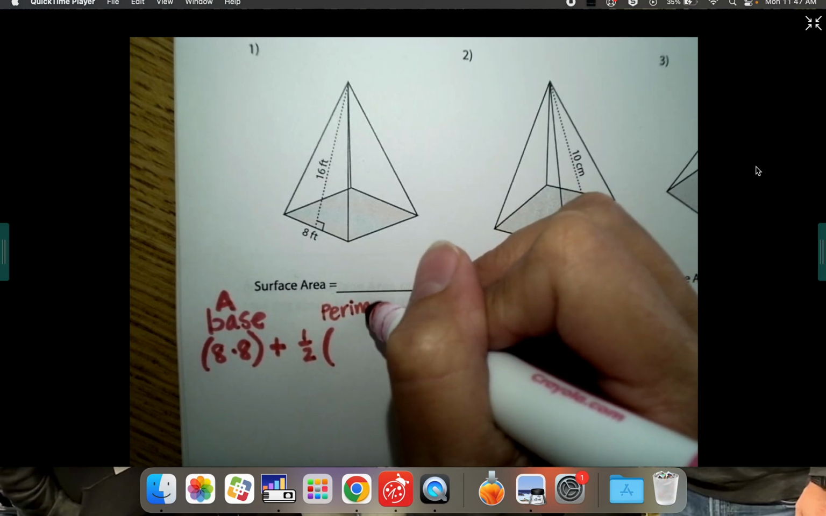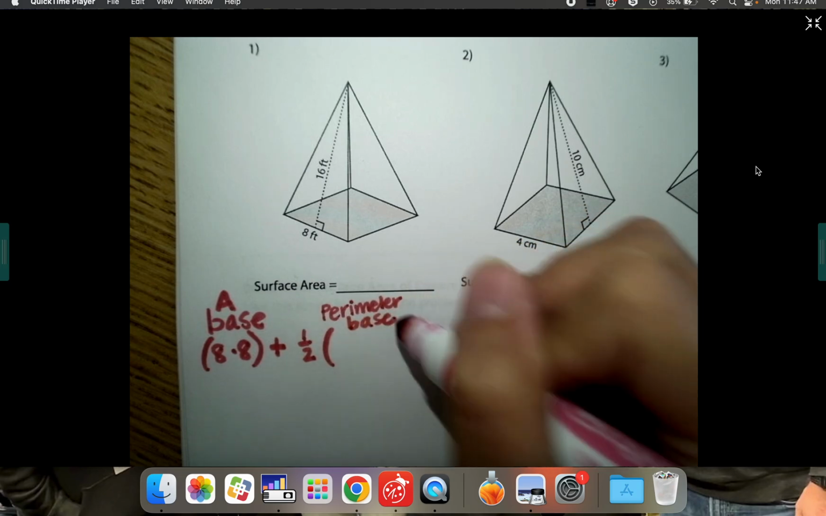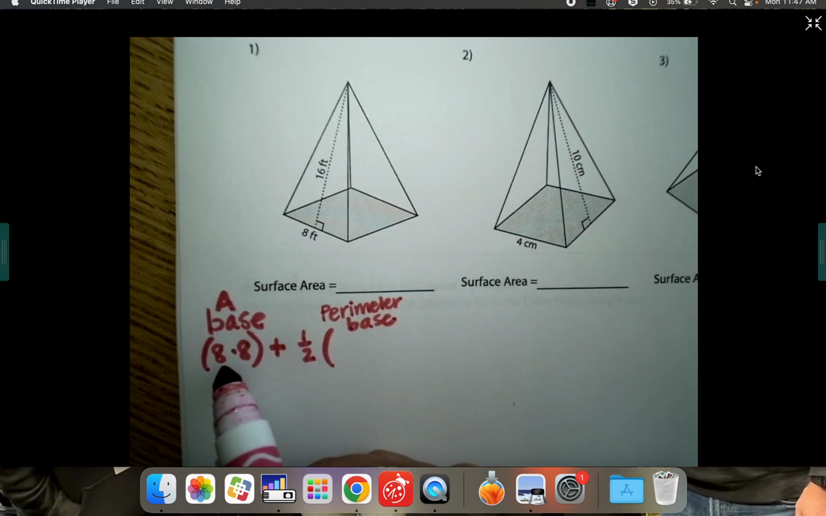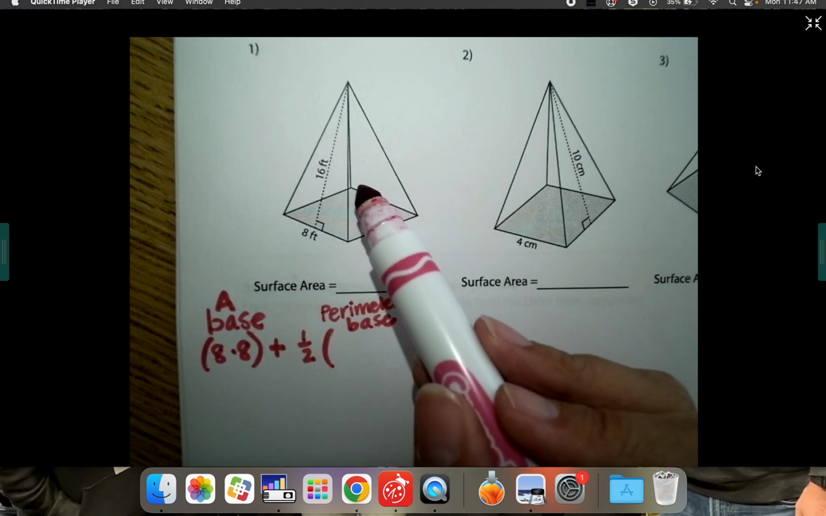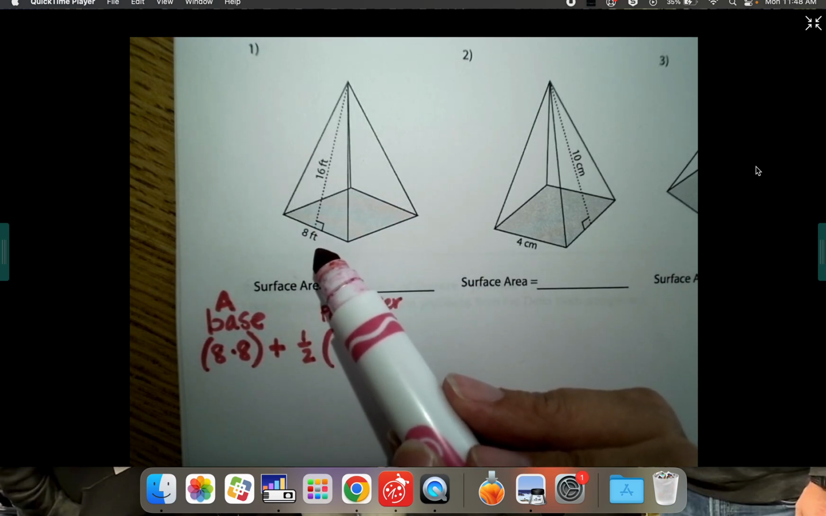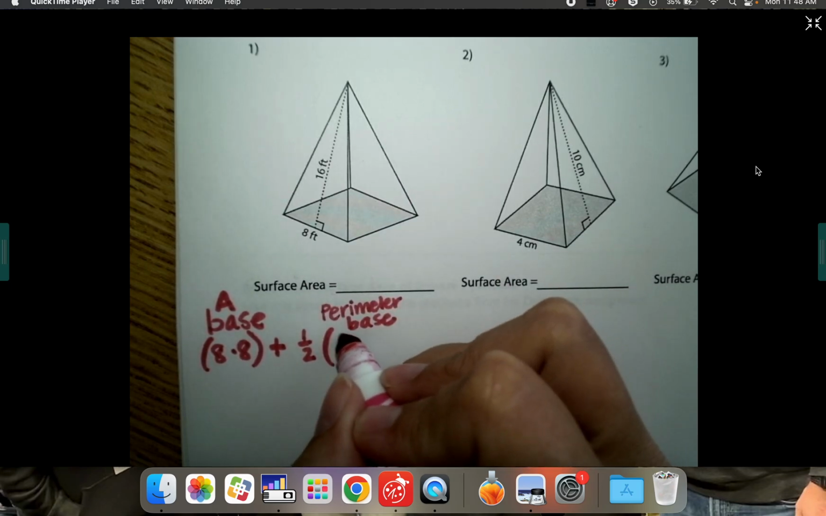So I'm going to write it all out this time, but then we're going to get a little bit used to it. So area of the base was length times width. Perimeter of the base is side plus side plus side plus side. But since it's a square, that'd be 8 plus 8 plus 8 plus 8. So it's the same thing as saying 8 times 4.